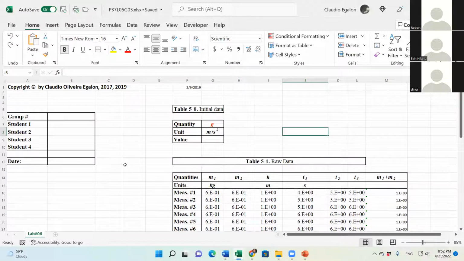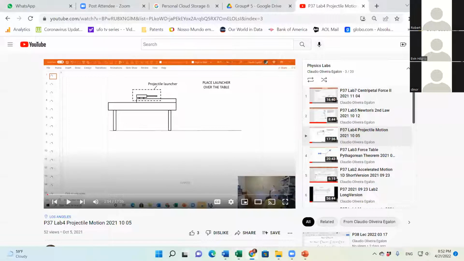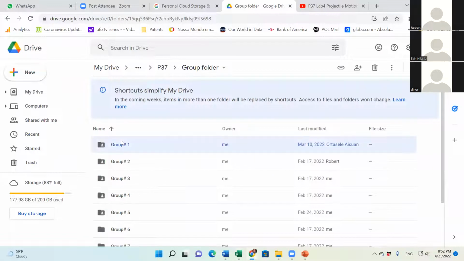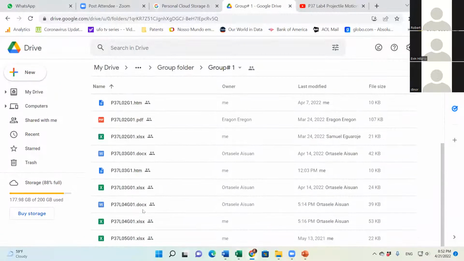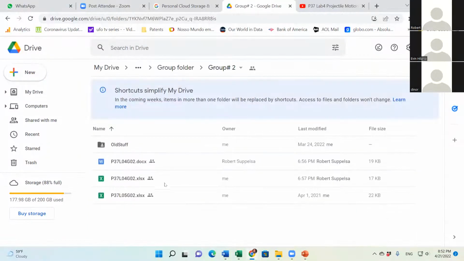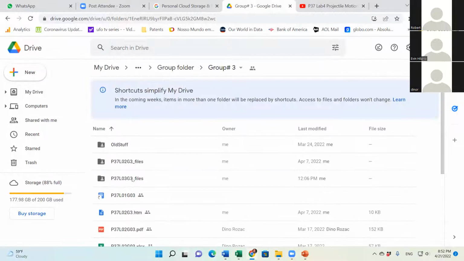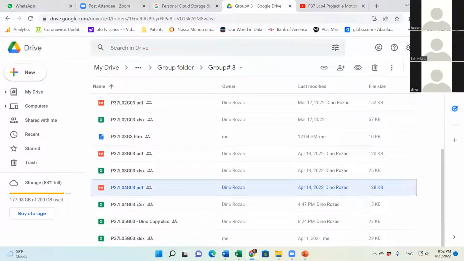So this one is lab 5. Let me check if you folks have the lab 4 there. Yeah, lab 4, that's good. Group 2, lab 4, that's good. Lab 4.